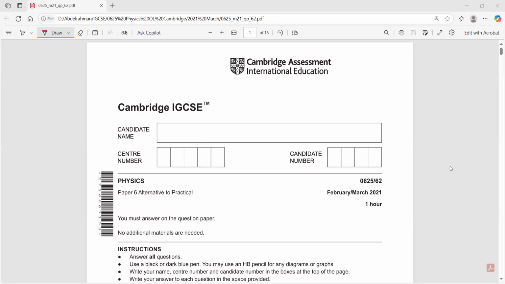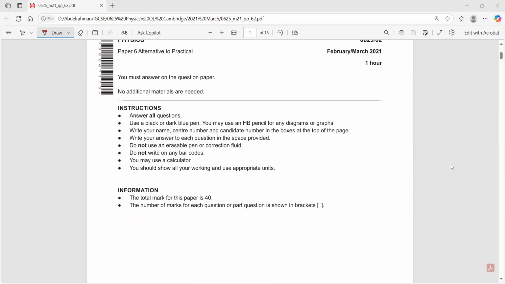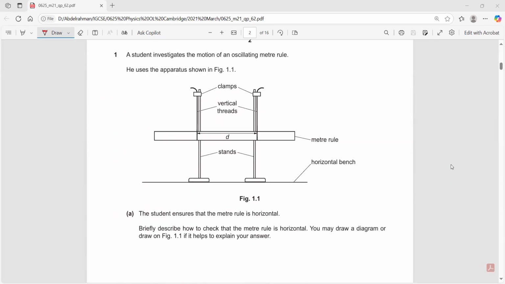March 2021, paper 6, variant 2. Question 1: a student investigates the motion of an oscillating meter ruler.